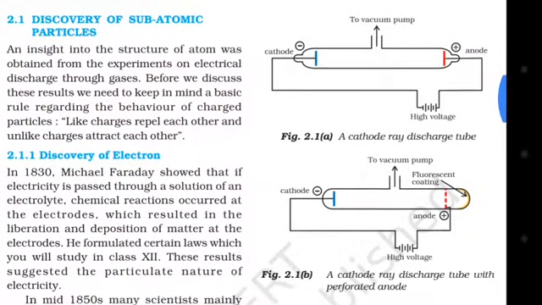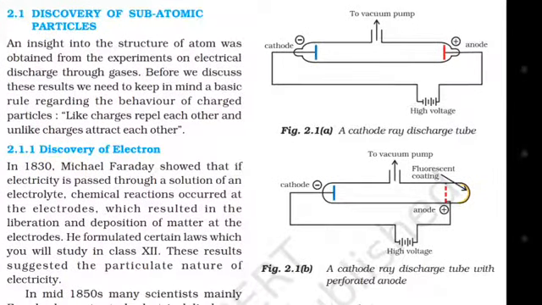Page second, 2.1. Discovery of subatomic particles. An insight into the structure of atom was obtained from the experiments on electrical discharge through gases. Before we discuss these results, we need to keep in mind a basic rule regarding the behavior of charged particles: like charges repel each other, and unlike charges attract each other.